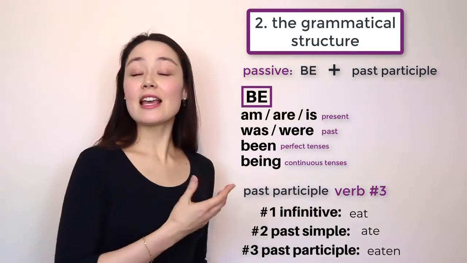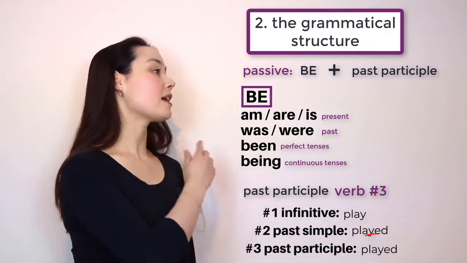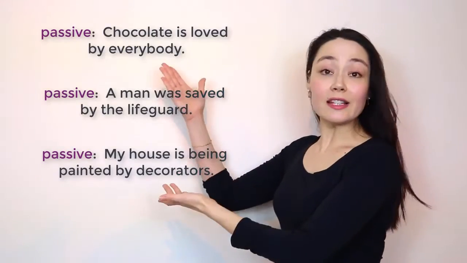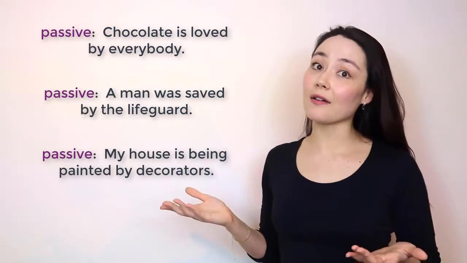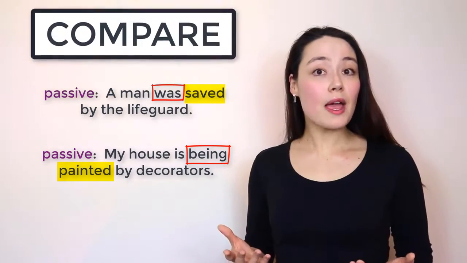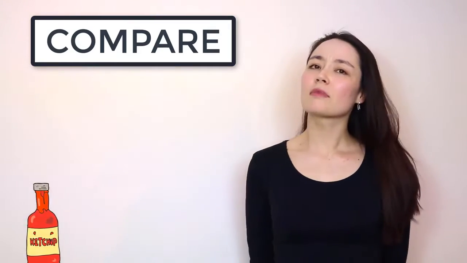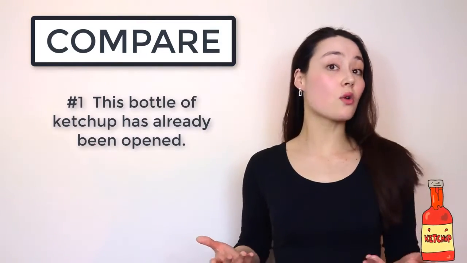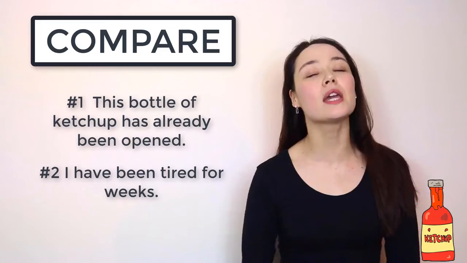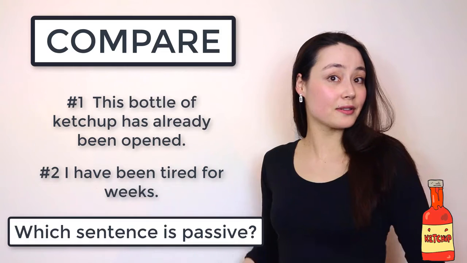Eat, ate, eaten. Eaten is my past participle. Play, played, played. Played is my past participle. The three sentences from earlier, they all have be and that past participle. So let's compare two sentences. This bottle of ketchup has already been opened. I have been tired for weeks. Which sentence is passive?